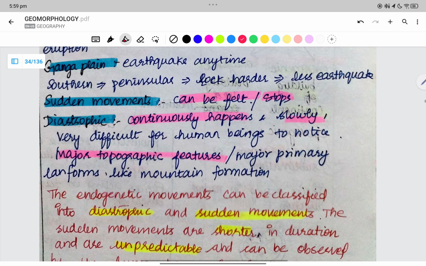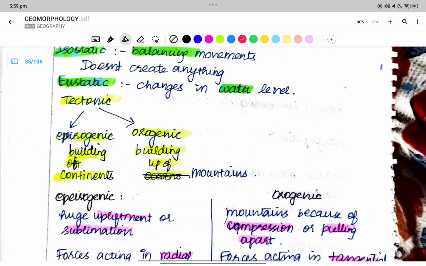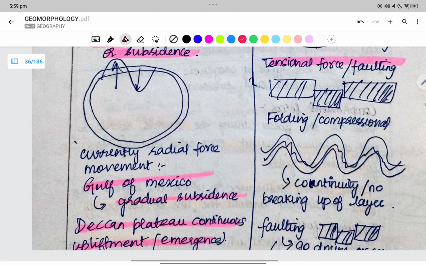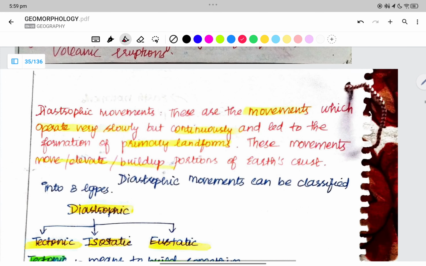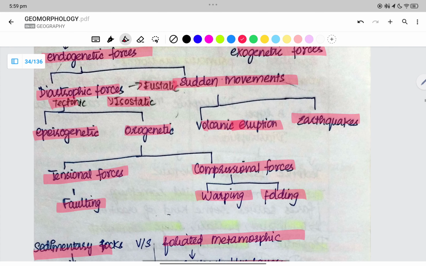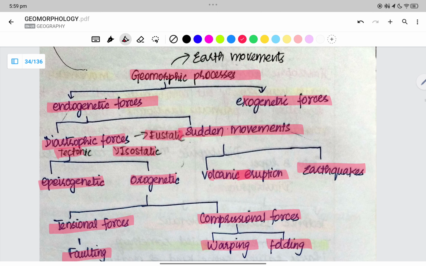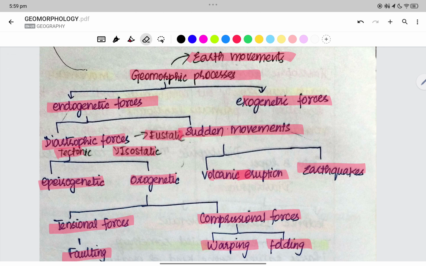Now we are discussing the endogenetic forces and exogenetic forces separately. First let us look into the endogenetic forces. The geomorphic processes or the earth's movements are classified into two types: endogenetic and exogenetic. Exogenetic forces are due to solar energy and gravity, and the agents are wind, rivers, and glaciers. Endogenetic has a classification of diastrophic and sudden movements.